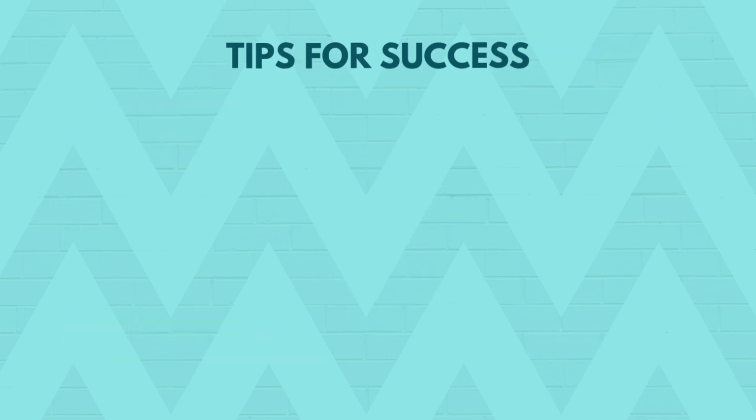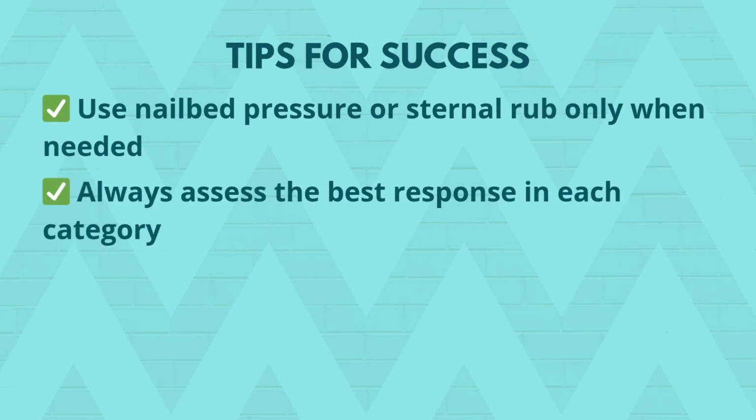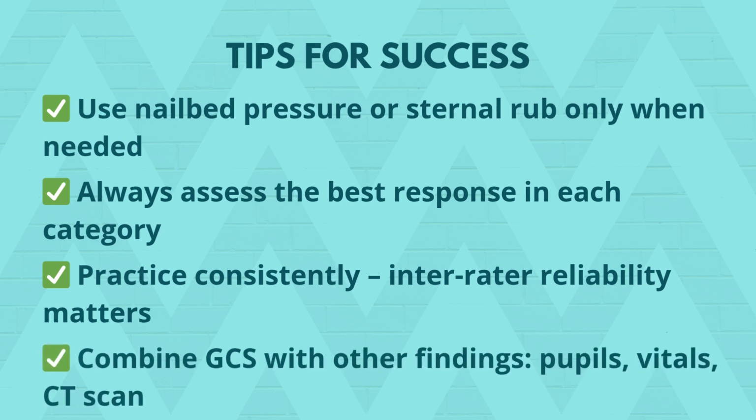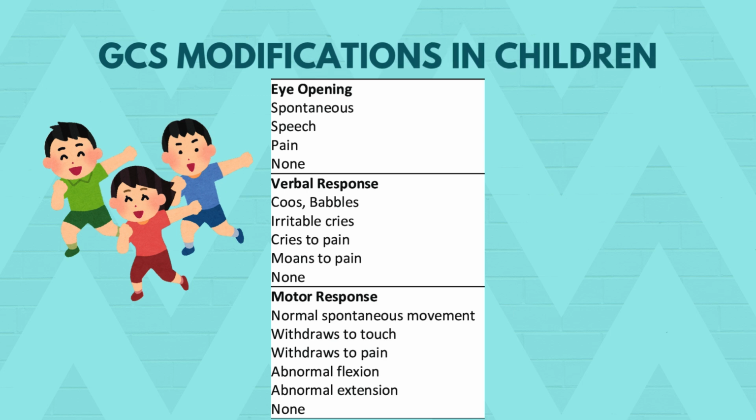Some tips for success: use nail bed pressure or sternal rub only when it's needed. Always assess the best response in each category. Practice consistently. Inter-rater reliability matters. Combine Glasgow Coma Scale with other findings: pupils, vitals, CT scan. For kids under 2 years, use the Pediatric Glasgow Coma Scale, which adjusts verbal and motor responses to age-appropriate behavior. For example, verbal with 5 points is coos and babbles normally. Motor of 6 points is spontaneous movement.